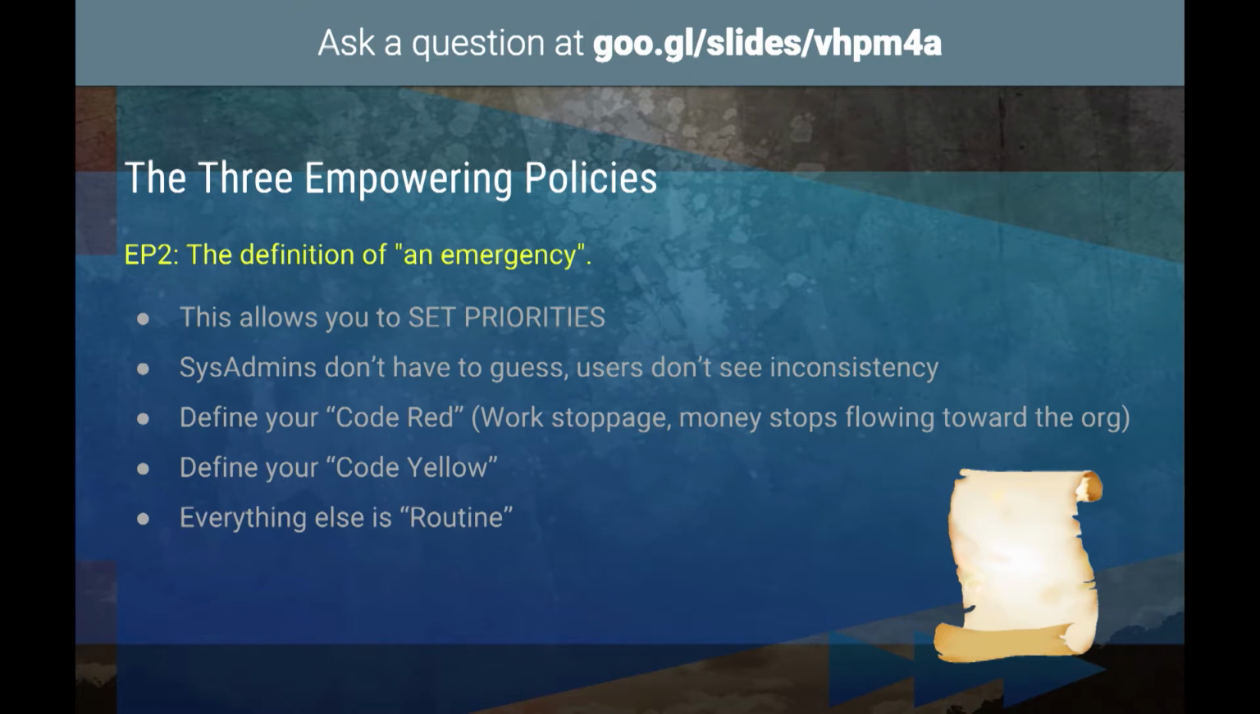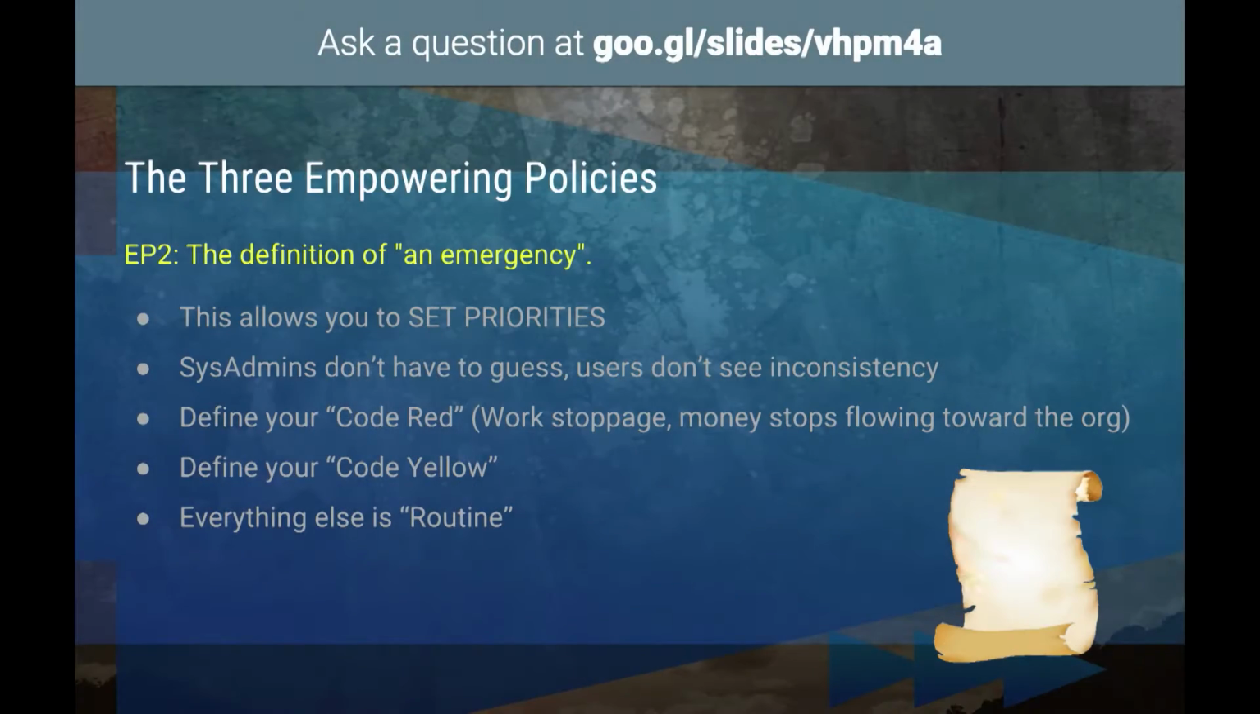So the second of the 3 empowering policies is to figure out what constitutes an emergency. And it's important that your department have a strict definition of what an emergency is and also what it isn't, because that's going to allow you to set priorities. Your department doesn't have to guess anymore about what that is, so the users don't see any inconsistency of, wait a minute, you helped that guy out with that thing, and that wasn't nearly as important as what I needed, but then you didn't have any time for me.